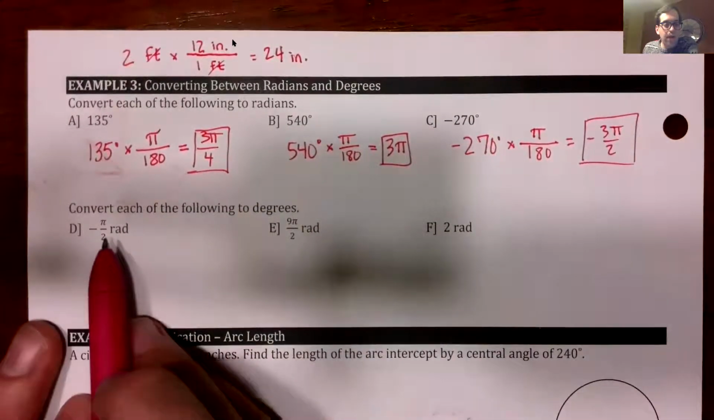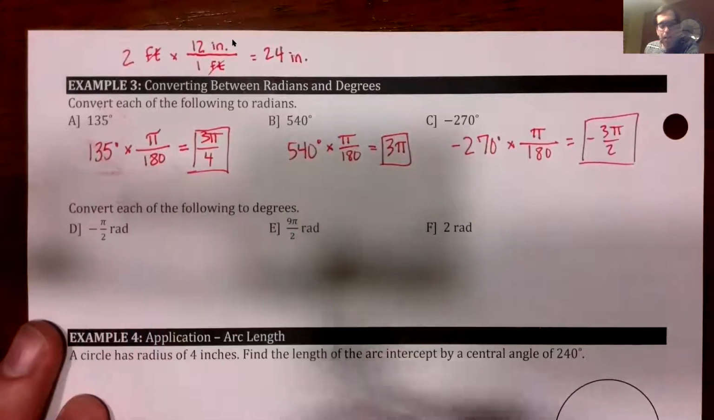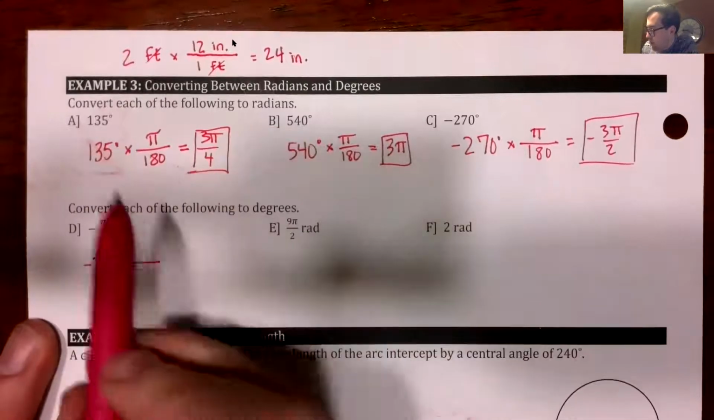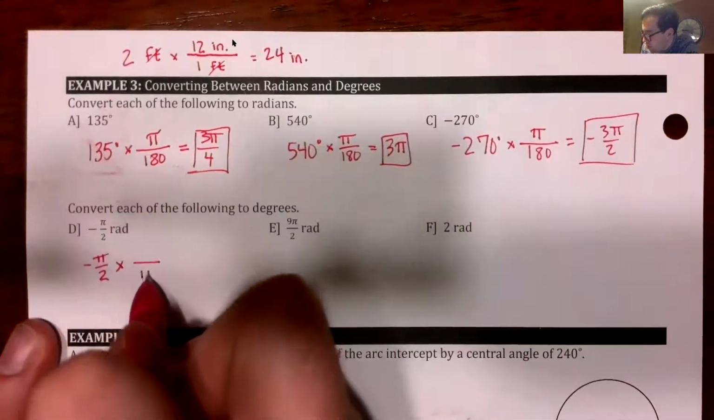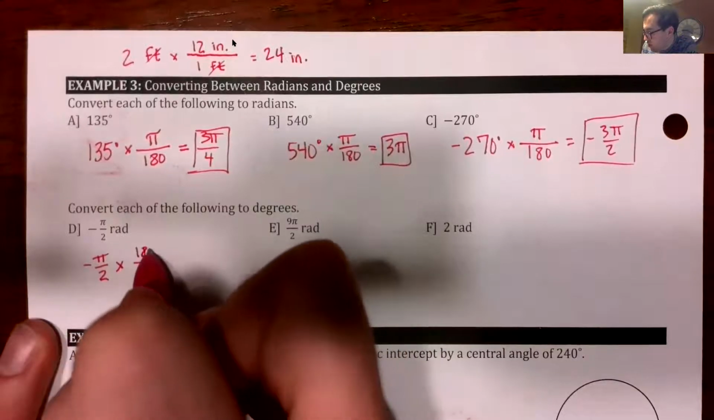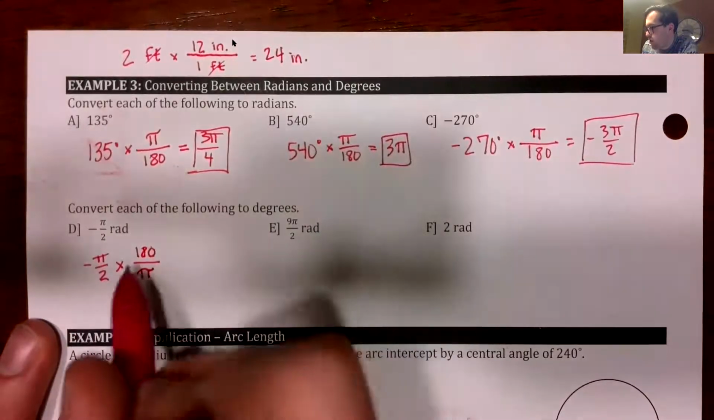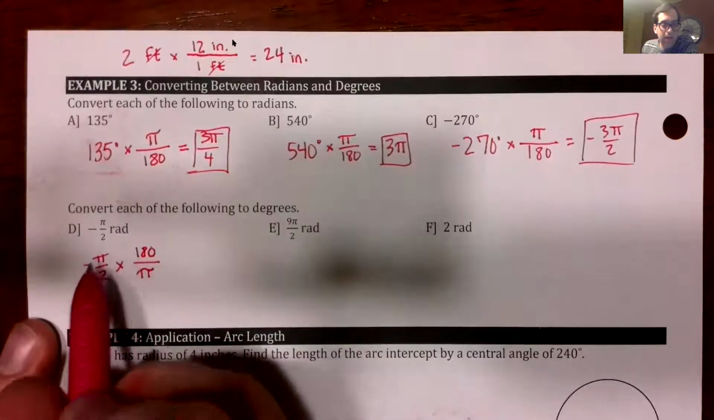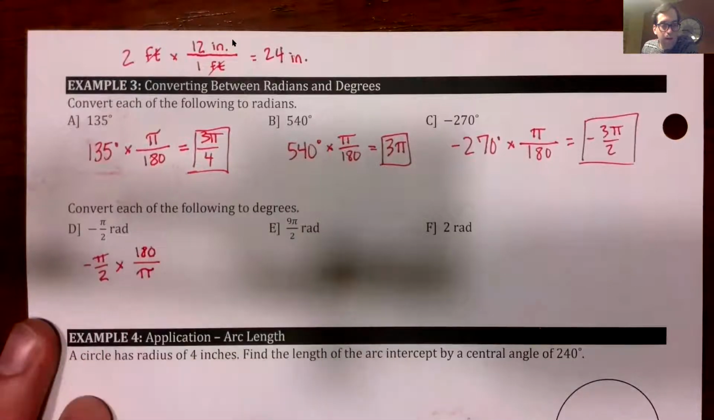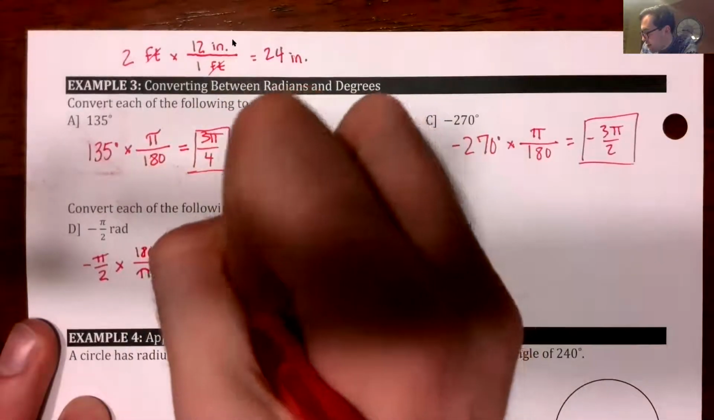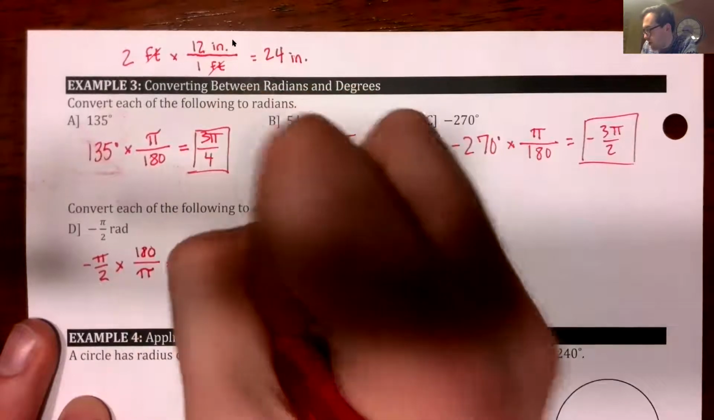If we're going to convert from radians back to degrees, it's going to be much the same process. But this time, we're getting rid of the radians, so we put the radian measure in the denominator of our conversion and the degree measure in the numerator, so that the radians will cancel, the degrees will stay. So in letter D here, hopefully you see that the pi's are going to cancel out, so that's going to be really nice. So we're going to have negative 1/2 times 180 over 1, and we will end up with negative 90, and this is now in degrees, so I'm going to put the little degree symbol.